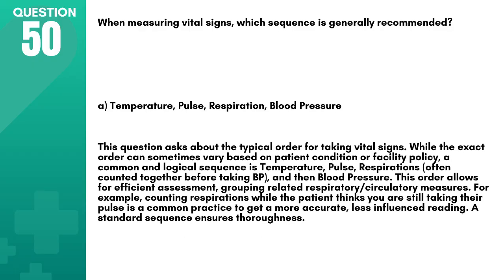Answer: A. Temperature, pulse, respiration, blood pressure. This question asks about the typical order for taking vital signs. While the exact order can sometimes vary based on patient condition or facility policy, a common and logical sequence is temperature, pulse, respirations, often counted together before taking BP, and then blood pressure. This order allows for efficient assessment, grouping related respiratory/circulatory measures.